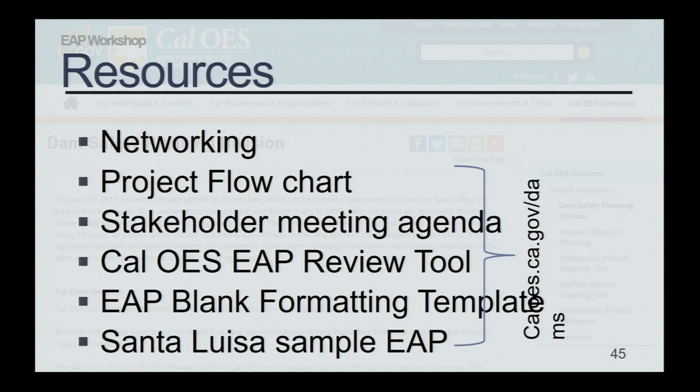We have the Cal OES EAP review tool, which we will cover in depth for you. I know you can't wait. The EAP blank formatting template, which is a shell that you can put your information in and be sure not to miss any pieces. And then the Santa Luisa sample EAP, which is an EAP based on a fictional dam in a fictional city, but it incorporates all these best practices. So if you learn best by seeing how somebody else did something, take a look at that, and you probably picked up copies of the review tool and the Santa Luisa Dam on your way in.